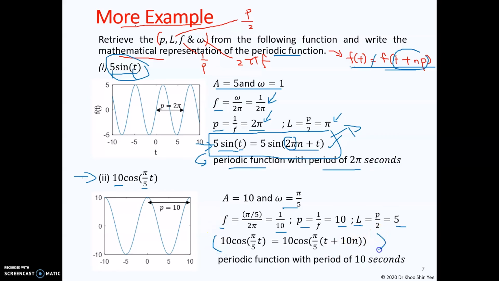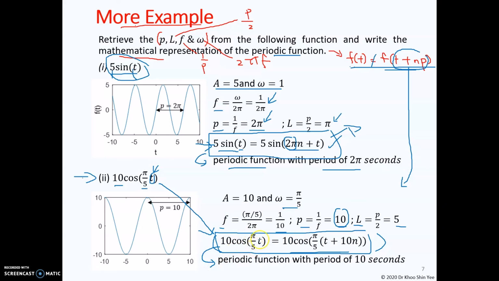So you can substitute the function f(t) on your left hand side and let t be t plus nP, where your P is 10 seconds. Substitute t plus 10 n inside here, then you should obtain this function. So from here we can say 10 cos pi over 5t is a periodic function with period of 10 seconds.